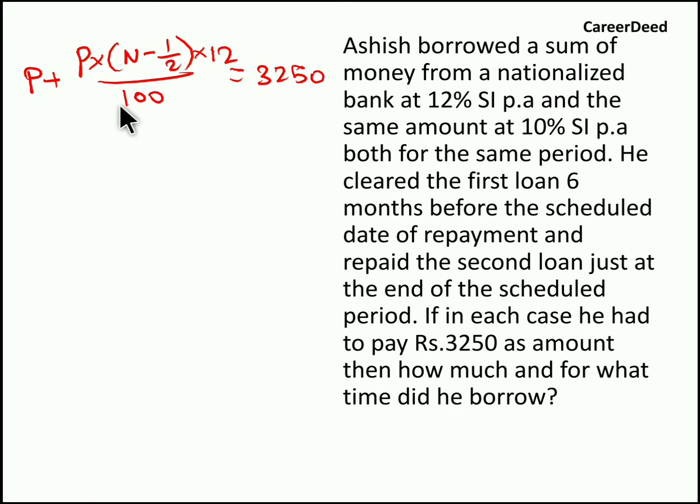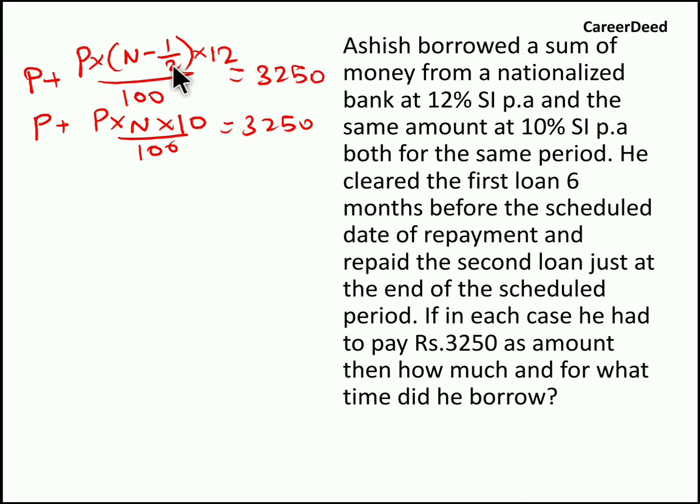In the second loan also he paid 3250 only. So P into number of years here is n and rate of interest in the second case is 10%, which is given in the question. So P n 10 by 100 equal to 3250. Now you have two equations, just solve it, you will get the answer.